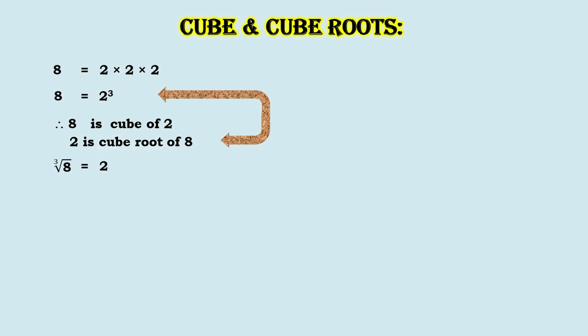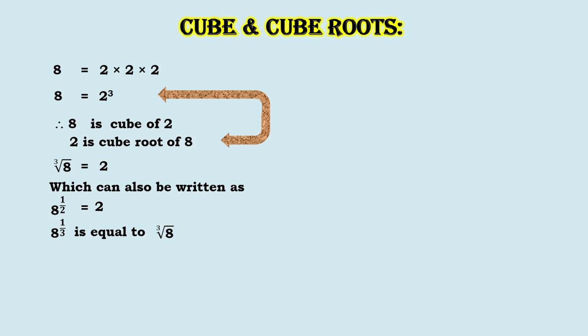So the cube root of 8 is 2, which can also be written as 8 to the power 1 by 3, not 1 by 2. 8 to the power 1 by 3 is equal to 2. So 8 to the power 1 by 3 is equal to the cube root of 8. Here in this case 8 is the base and 1 by 3 is the index.